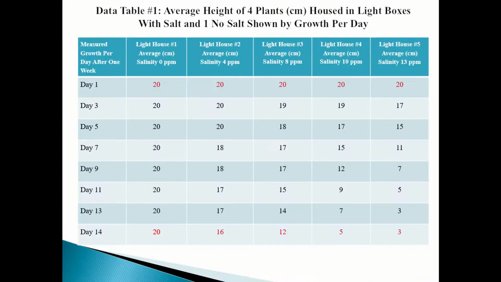Next slide. Here is data table 2, which shows the average height of the 4 plants housed in the lighthouses with different levels of salt, and 1 lighthouse with no salt, shown by growth per day. In Lighthouse 1, the plants were in the water with a salinity level of 0 ppm. Lighthouse 2 has a salinity level of 4 ppm. Lighthouse 3 has a salinity level of 8 ppm. Lighthouse 4 had a salinity level of 10 ppm. And Lighthouse 5 had a salinity level of 13 ppm. ppm is the measurement of parts per million and changes based on the amount of salt in the water. The more salt, the higher the salinity level.